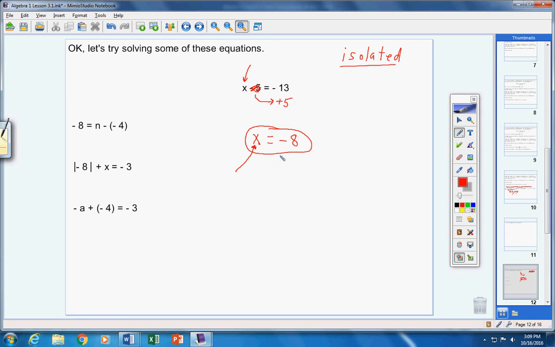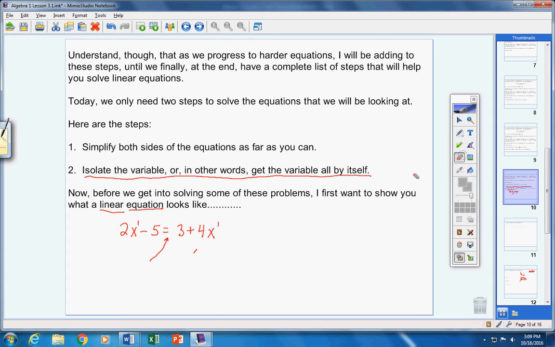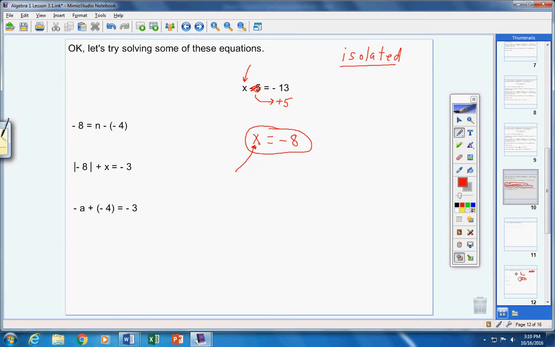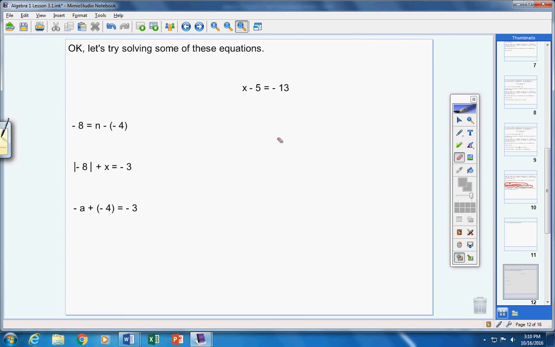So there's your answer. And we did that in 2 steps, guys. Step 1, simplify both sides of the equation as far as you can. Step 2, isolate the variable, or in other words, get it by itself. So the answer is x = -8. Got it? x = -8. Now, let's check our answer. For x right here, I'm going to put a -8.